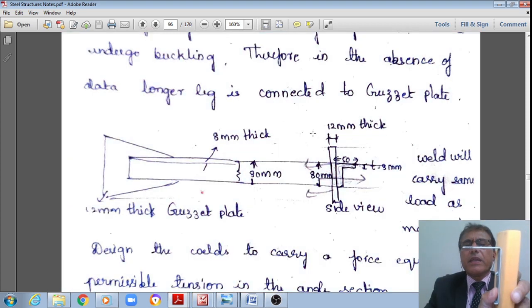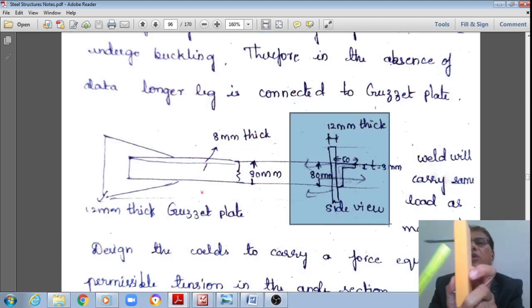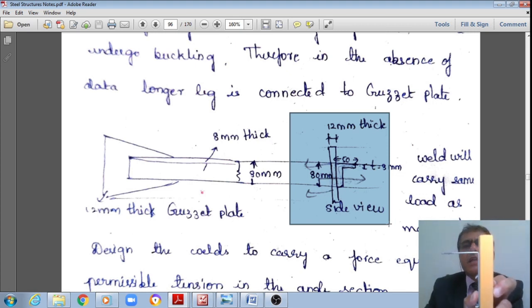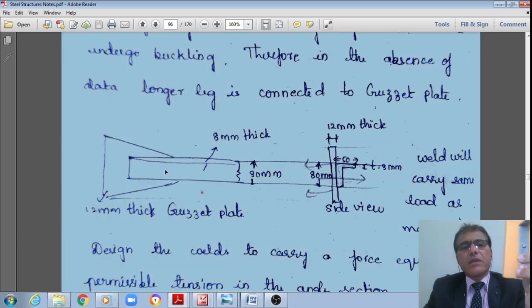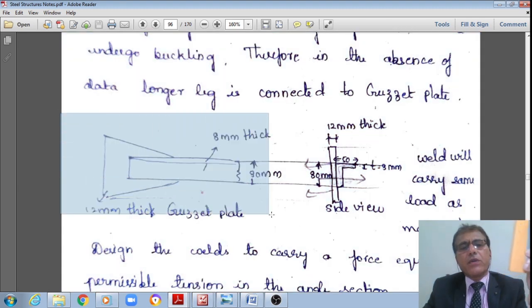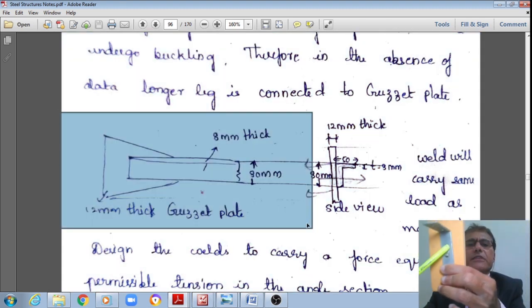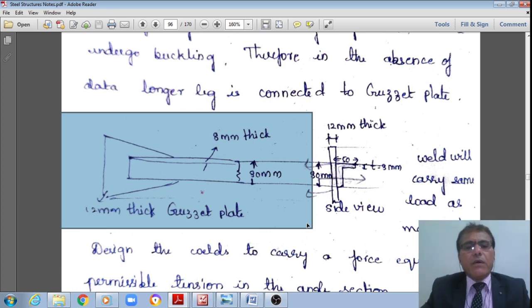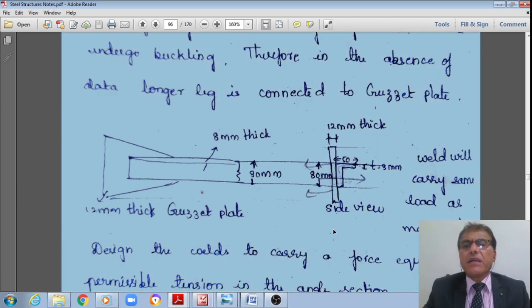That is what I am showing here schematically, which is connected to 12 mm thick gusset plate. This schematic side view I am showing as well as that of the front view. Front view is like this, right? This is of the front view, right? Connected to a gusset plate like this, right? However, let us see the design.